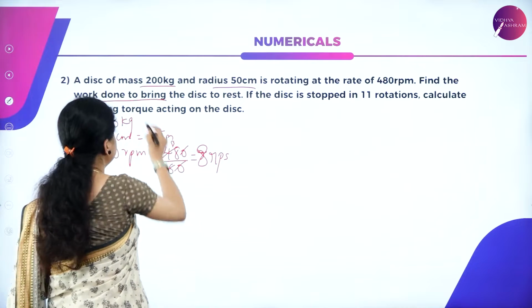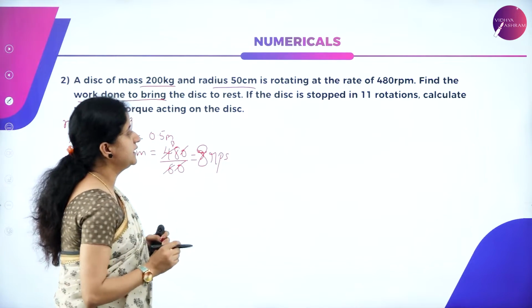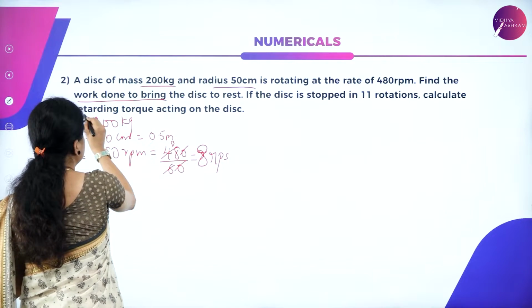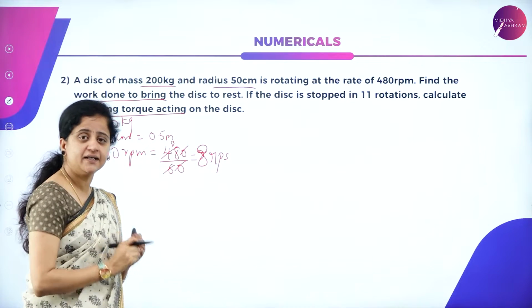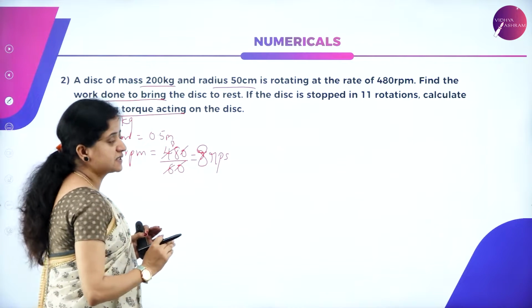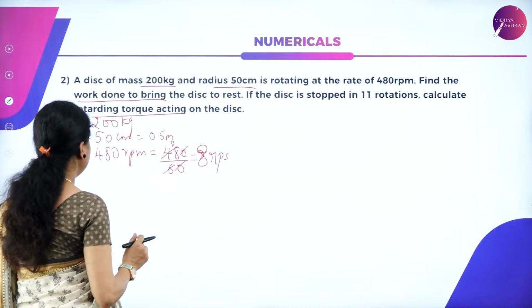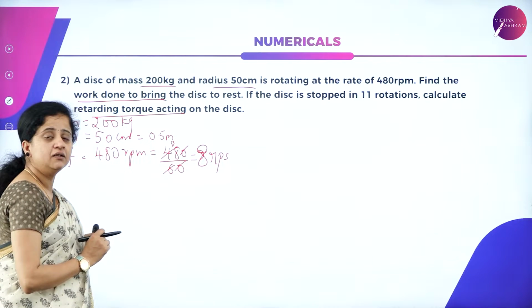We have to calculate what is the work done to bring the disc to rest. So we have to find the work done to bring the disc to a rest position. If the disc is stopped in 11 rotations, we have to calculate the retarding torque acting on the disc. We have to calculate the value of tau on the disc when the disc stopped at 11 rotations. So now these are the given data. So we have to find the work done.